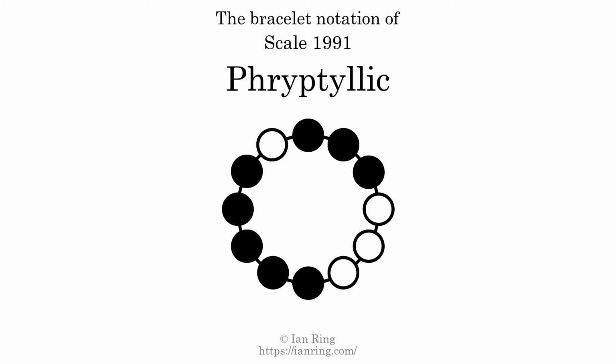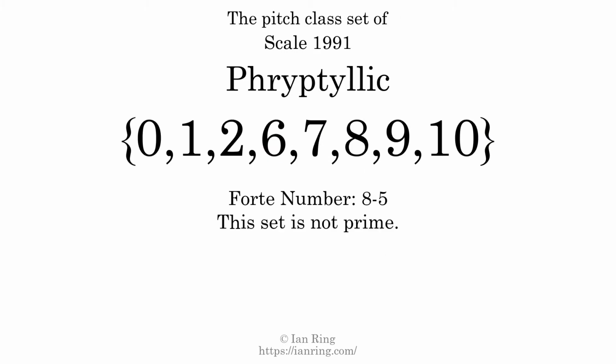This is a bracelet notation diagram of scale 1991. The shaded circles represent tones that appear in the scale, and they are read clockwise, starting at the top. The pitch class set for this scale is 0, 1, 2, 6, 7, 8, 9, 10. The forte class is 8-5. This set is not prime.